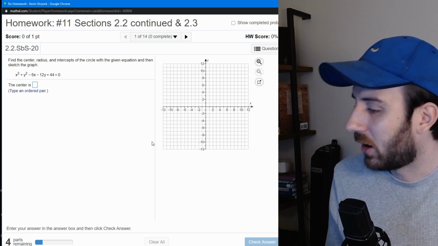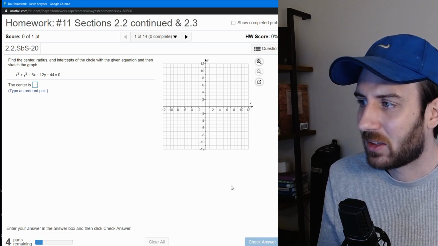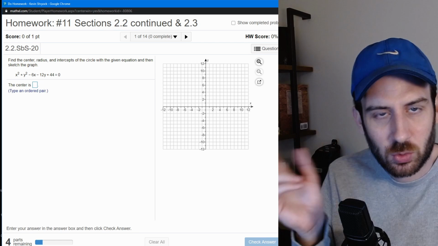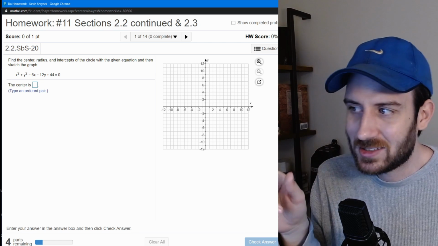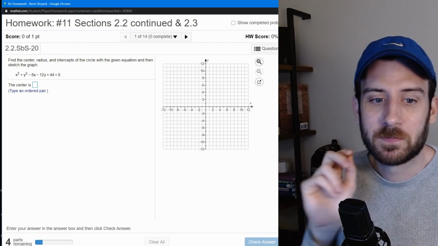Now, this seems very odd because what we're used to thinking of as a circle would be something that has parentheses and squares, and it would look like that Pythagorean theorem. But this doesn't look at all like the Pythagorean theorem. And I'm going to show you how we can connect those two dots.